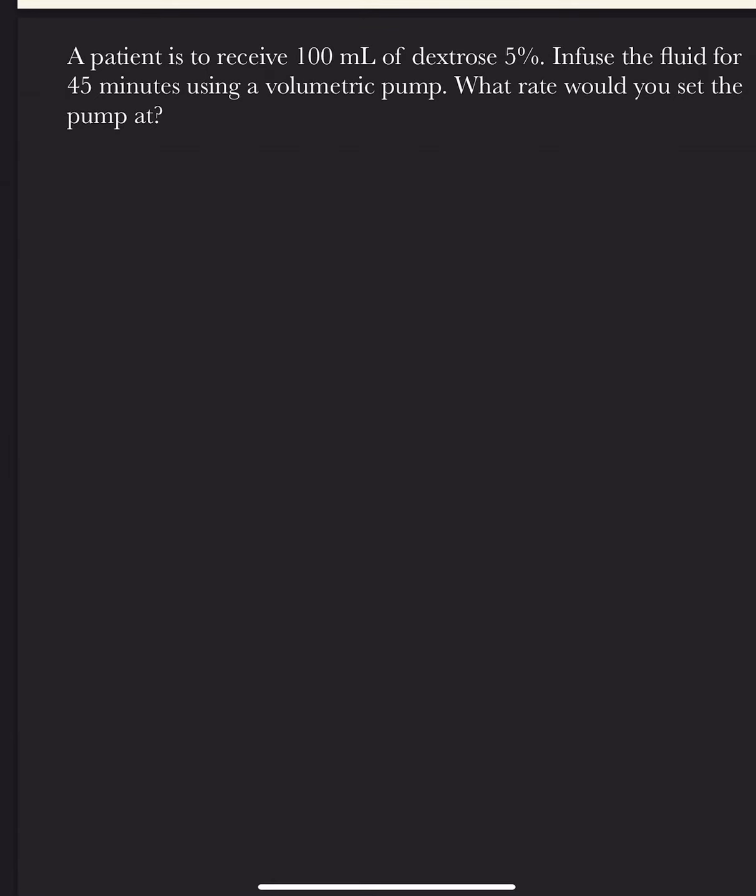Right, we got a question where a patient is to receive 100 mils of dextrose 5%, and this one needs to be infused over 45 minutes using a volumetric pump. What rate would you set the pump? So what we could do for this question is start breaking it down here.